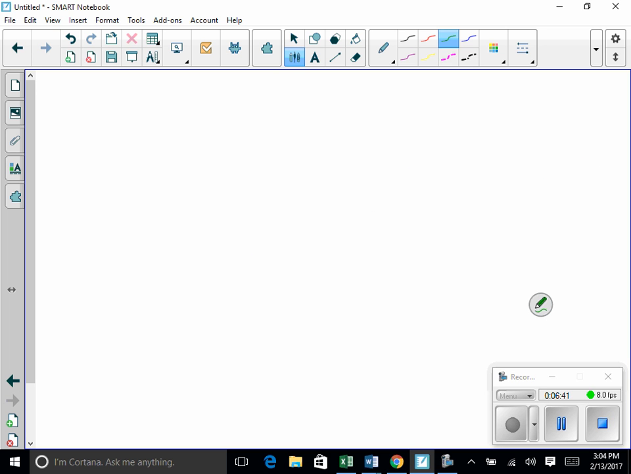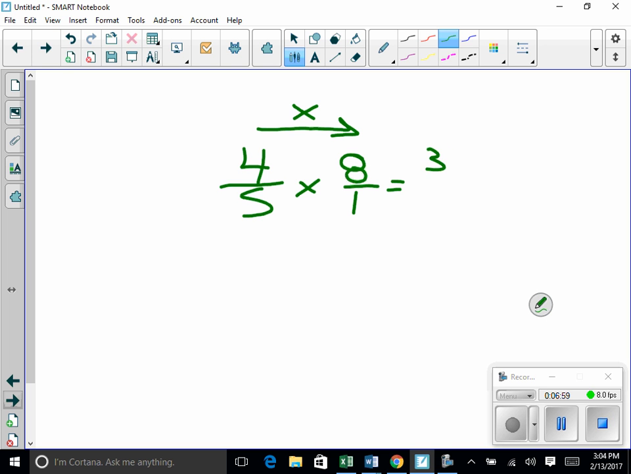Keep moving. 4/5 times 8. And I put it over 1. Now, if you look diagonal, nothing can divide into each other. 5 cannot divide into 8 equally, and 4 and 1 are pretty much done. So we're going to have to multiply straight across. 4 times 8 is 32, and then 5 times 1 is 5. Now, I don't like the improper fraction, so 5 goes into 32 6 times, with 2/5 left over. There you go. There's your answers there.